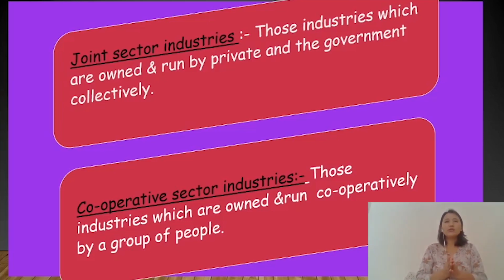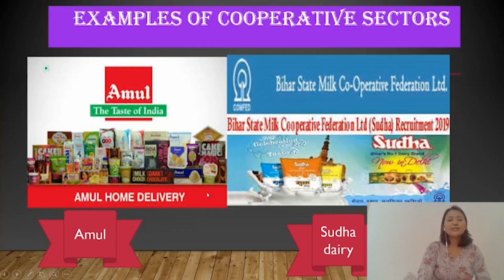In this industry, a group of people collect their money together and invest in the production, and later after getting the finished goods they sell them, and the profit is shared equally between these people. An example of cooperative sector industries is Amul. Amul is a company which is set up by a group of people. We use lots of Amul products in our daily life, right?